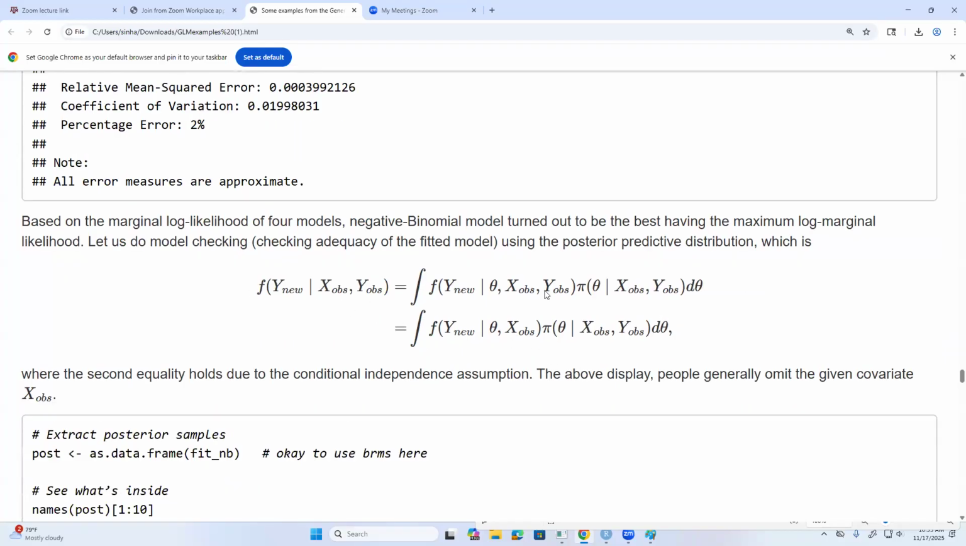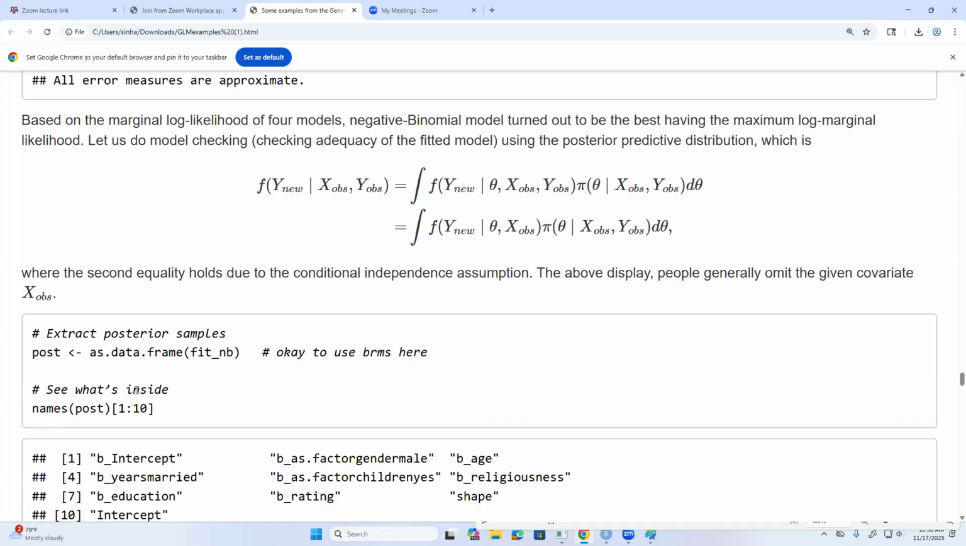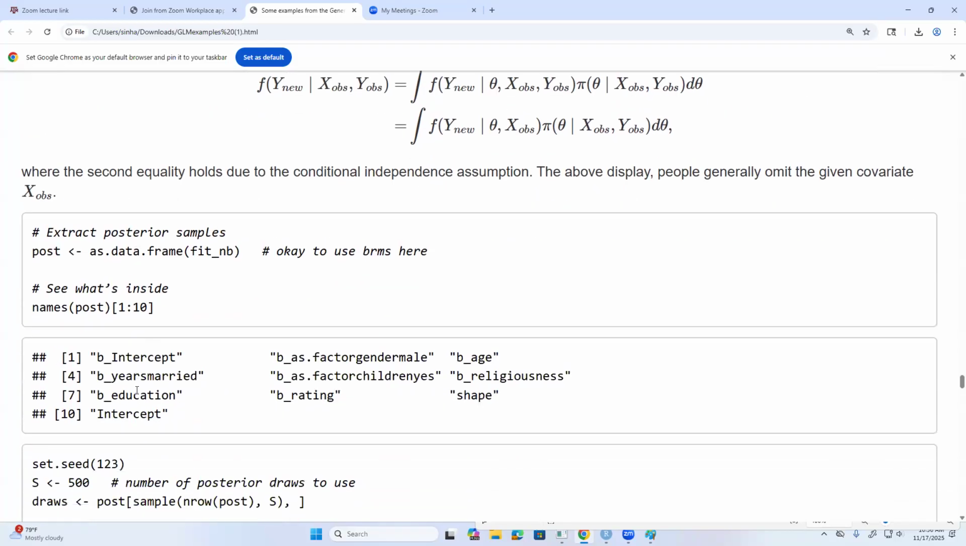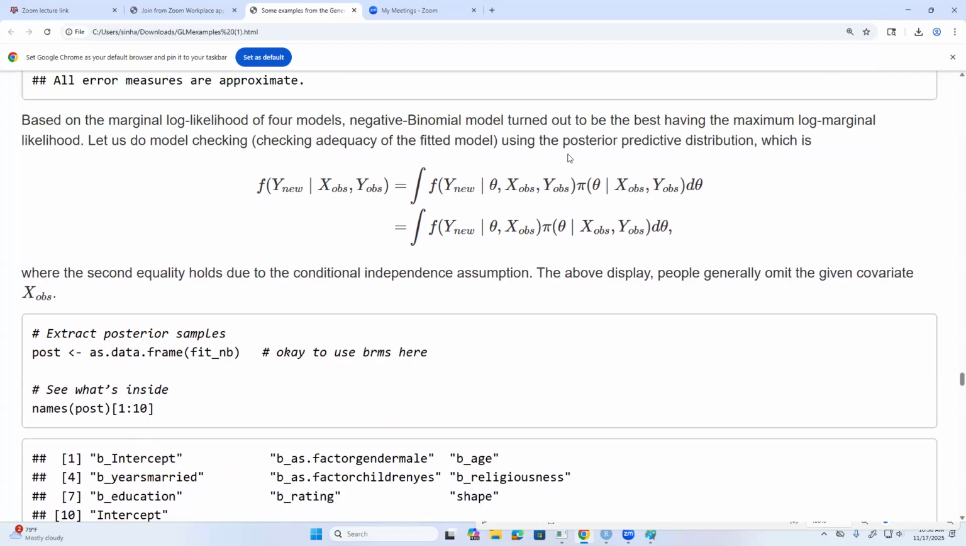And in this expression, people generally omit the given covariate x observed. As I said, covariates are always given. Therefore, we do not usually write it. But for our better understanding, I kept it. So my plan is to sample a new value, y new value, for every given covariate value.